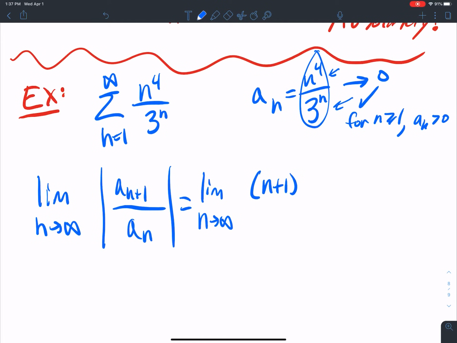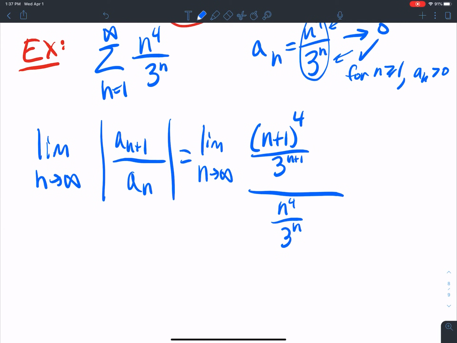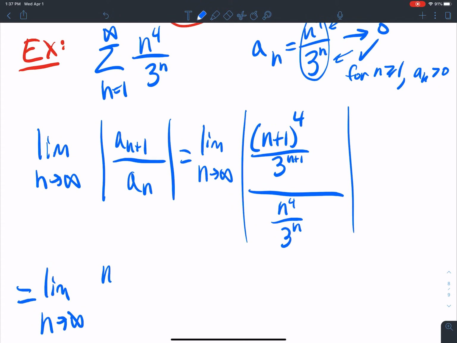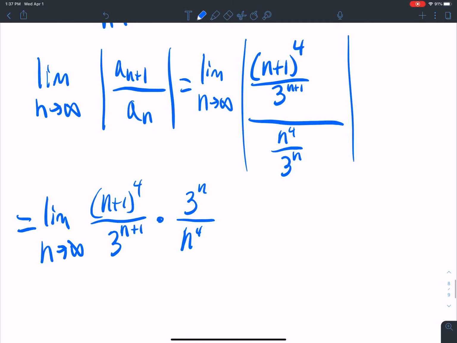So I plug an n plus 1 in everywhere I see an n, 3 to the n plus 1, and then divide by n to the 4th over 3 to the n. So same thing here. And if you want to drop the absolute values, that's fine to do at this point. Keep, change, flip: (n plus 1) to the 4th over 3 to the n plus 1, times 3 to the n over n to the 4th. Now, does anything simplify here?